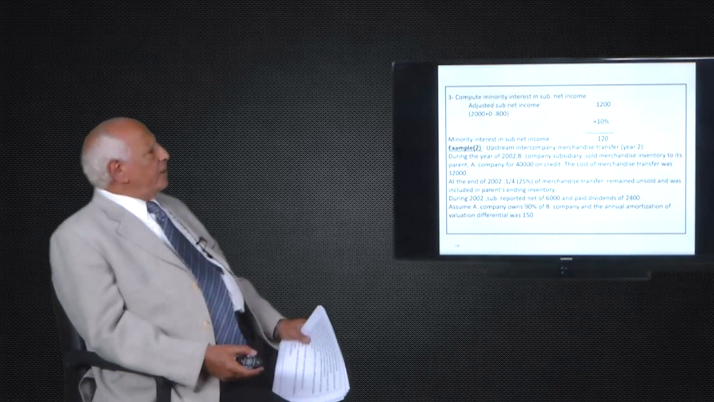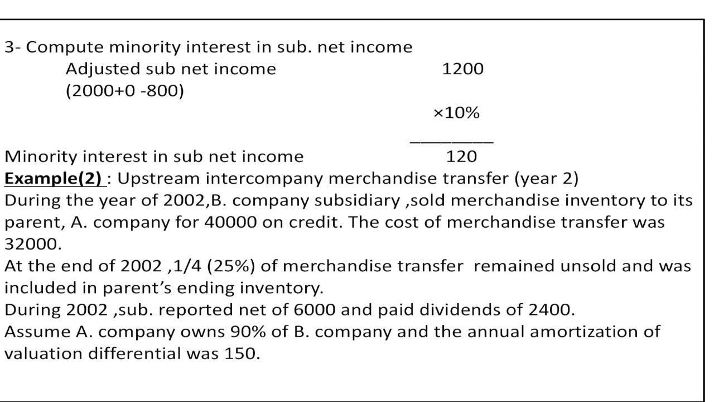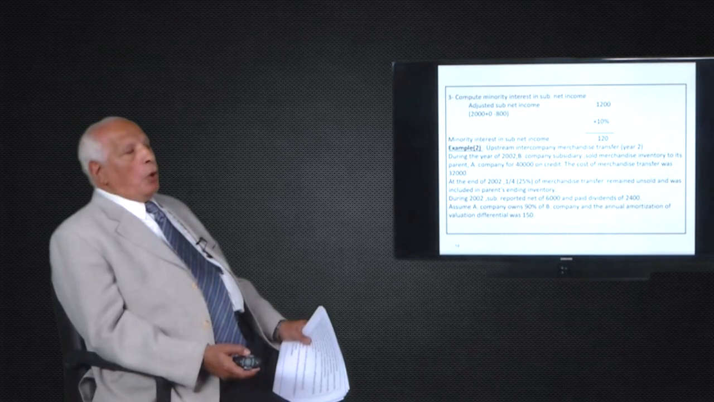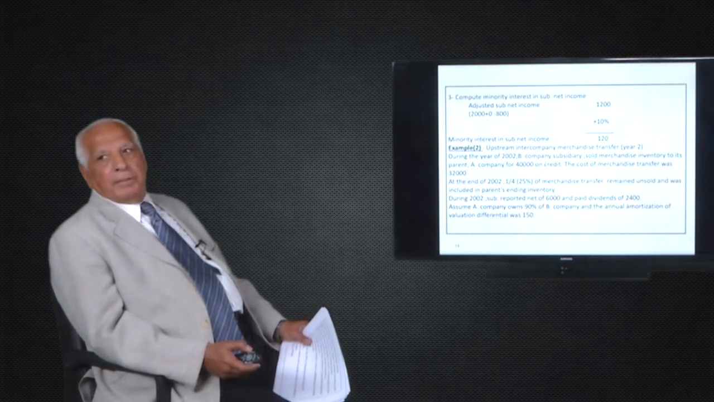After you come to this, you need to compute minority interest. Question number 3, minority interest and sub net income. To get minority interest, you remember company A owns 90%, that means minority 10%. That means adjusted sub net income, which is 1,200, multiplied by 10%, gives you 120. That's the minority interest in sub net income.